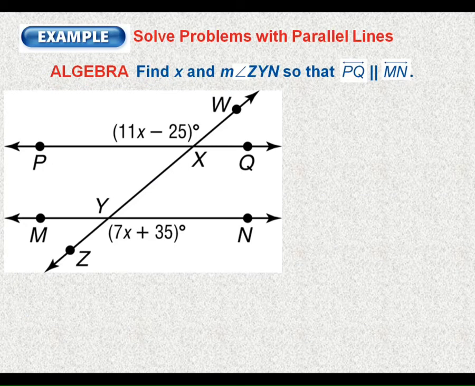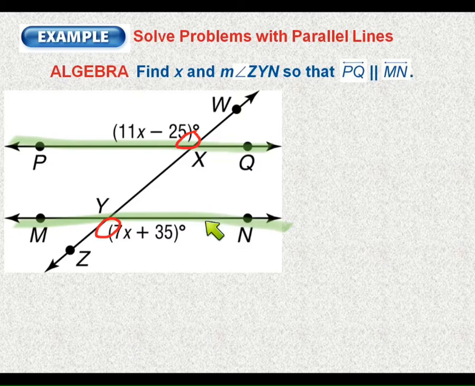All right. Now I want to find X to make these lines parallel. I want to make line PQ parallel to line MN. Find X so that these are parallel. Well, let's look at what it gives me. What sort of relationship are these two angles? They're on alternate sides of the transversal. Are they on the exterior or the interior? Exterior. So they're alternate exterior angles.